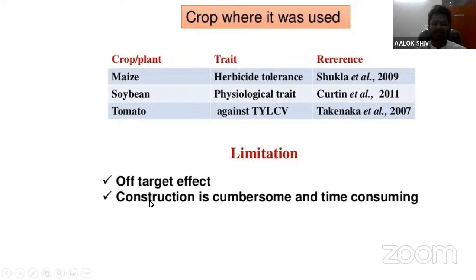The construction of the zinc finger motif is difficult in this case. Where it has been used, it has been used in maize, soybean, and tomato for different traits like herbicide tolerance and physiological trait manipulation, and this particular disease.